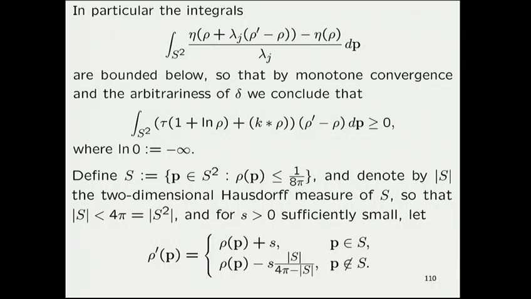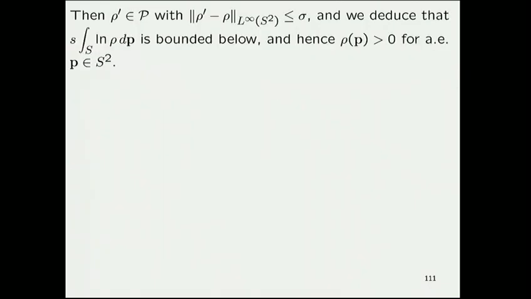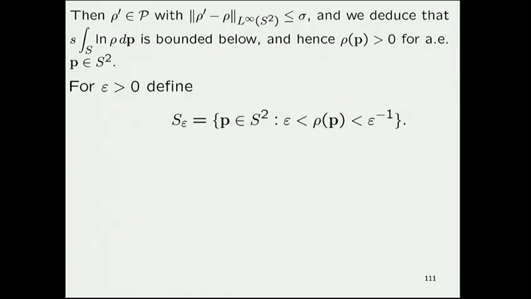Okay, so that means that the integral of S log rho is bounded below, and that implies that rho is strictly bigger than 0 almost everywhere. Okay, so this is the first remark.